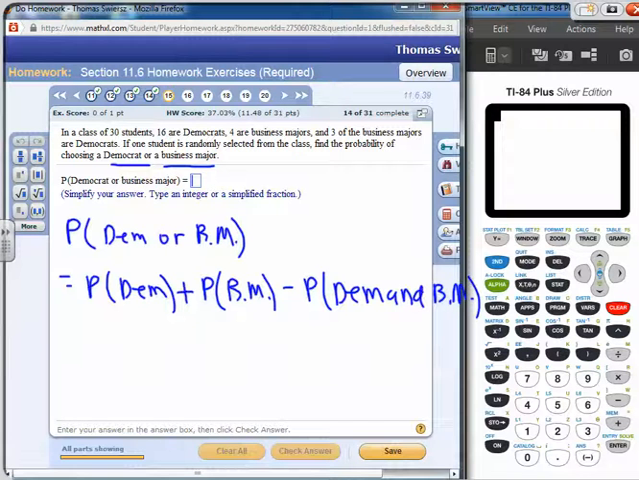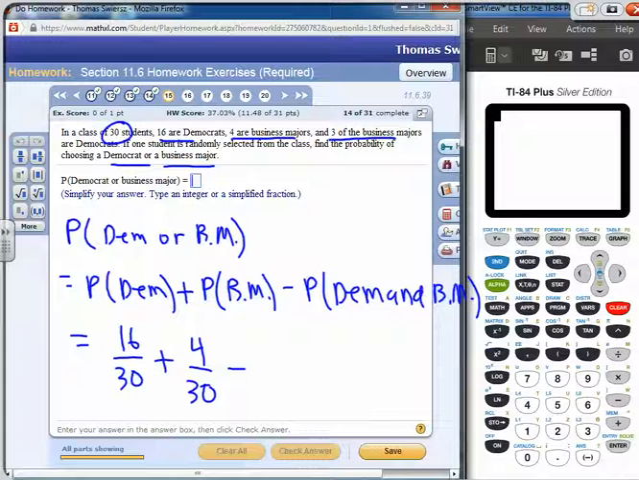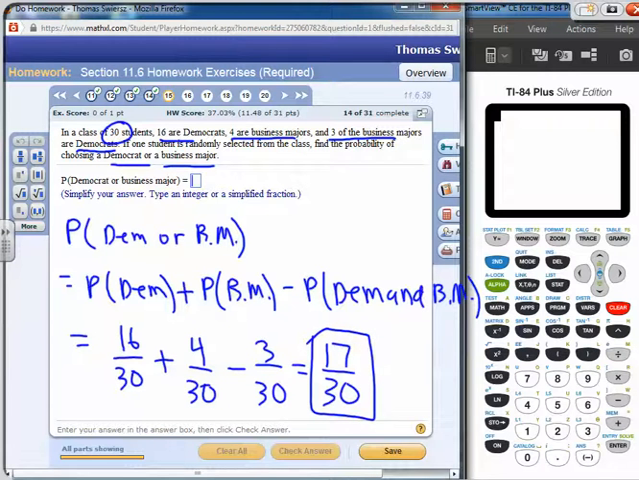business majors, right? So the probability of a Democrat: 16 Democrats in a class of 30, so 16 out of 30. The business majors, there are 4 business majors, so it's 4 out of 30. But then the overlap, which is Democrats and business majors, and they tell us that specifically 3 of the business majors are Democrats, so 3 of them have both characteristics. So it's 3 out of 30, subtract 3. So 16 plus 4 is 20, minus 3 is 17 out of 30, which does not reduce.